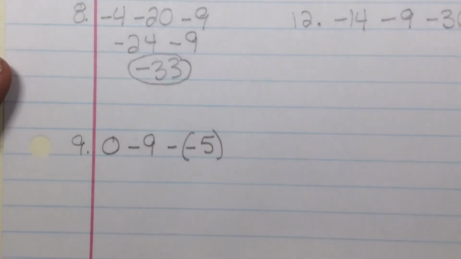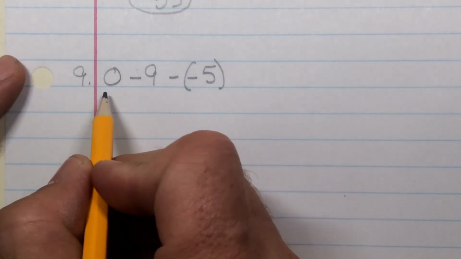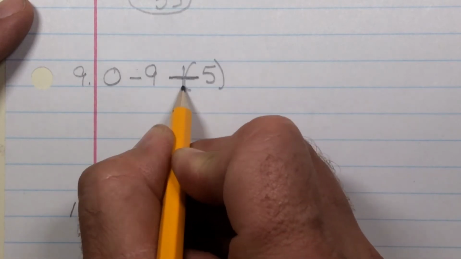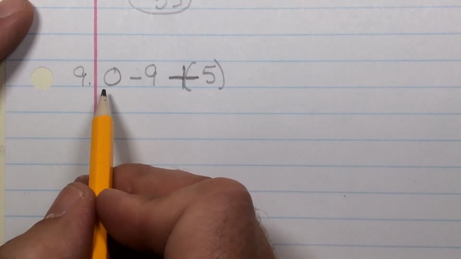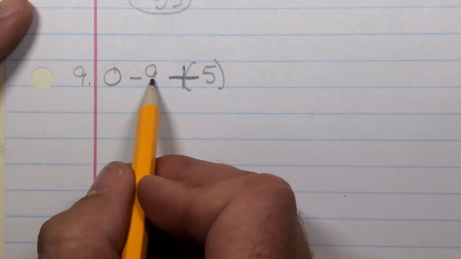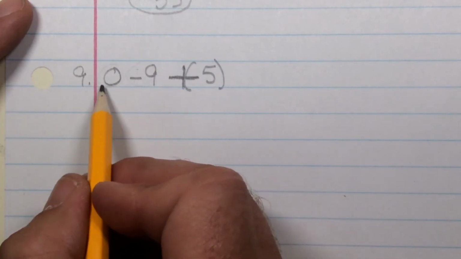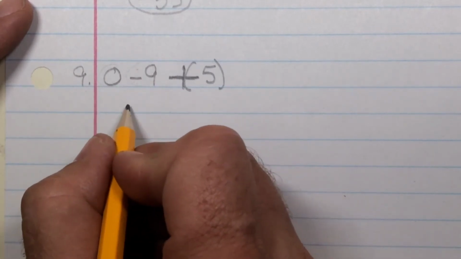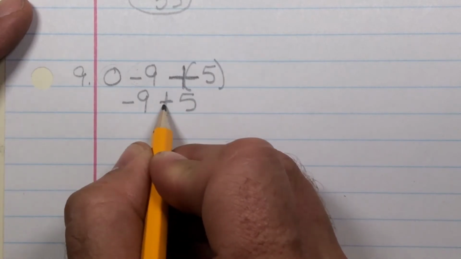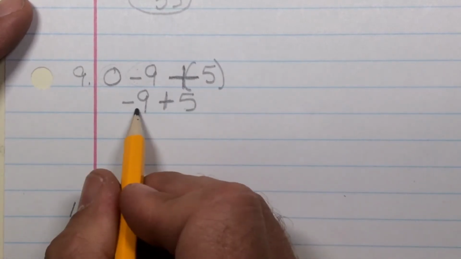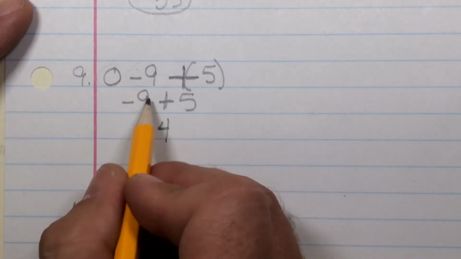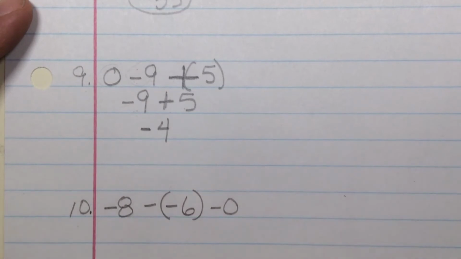Number 9. 0 minus 9 minus a negative 5. So I see I have 2 minuses there. I make it into a big plus. I have a 0 and a negative 9 that I'm combining. So negative 9 plus 0, anything I combine with 0 just stays the same. So it's just negative 9 plus 5. Well, I don't have the same sign here. Different signs. So I subtract, and I keep the sign of the larger absolute value, which is the 9 here. So negative 4.